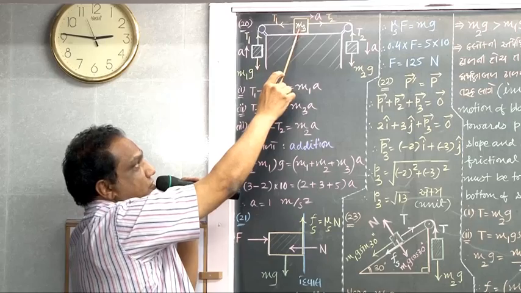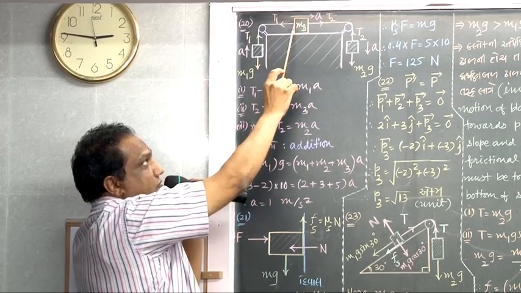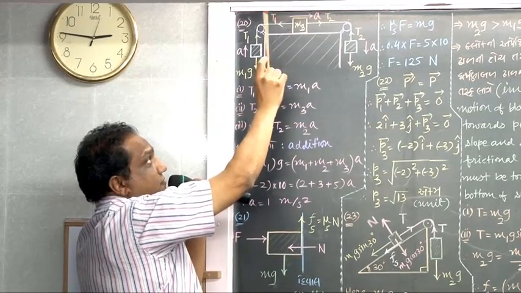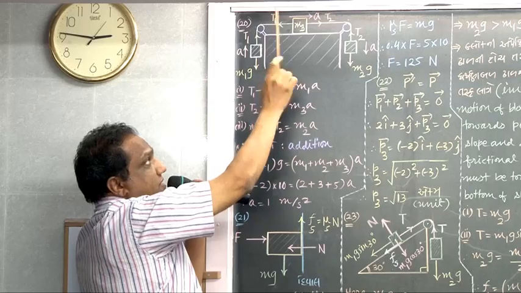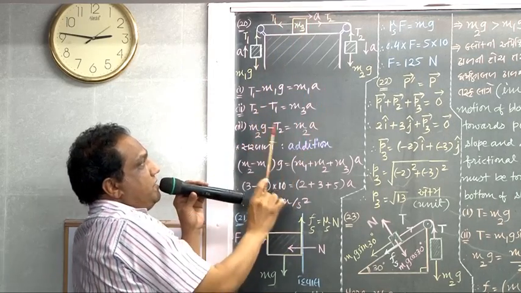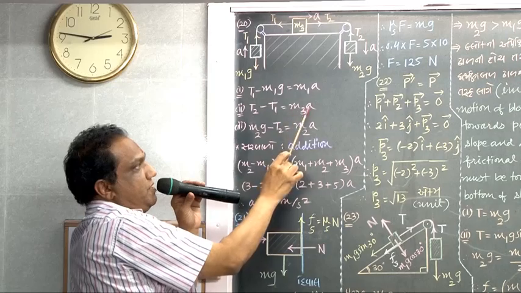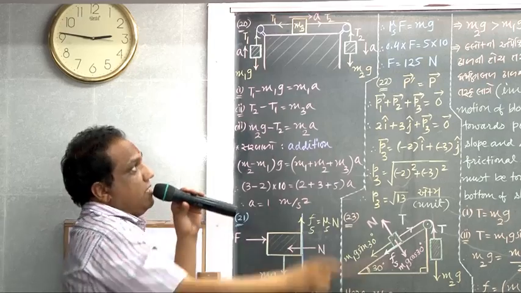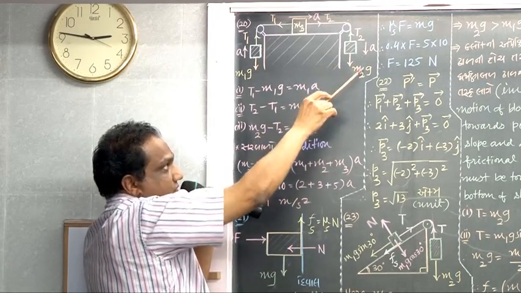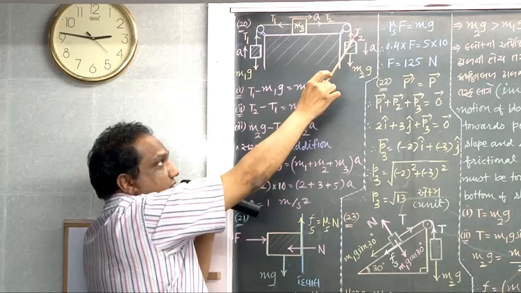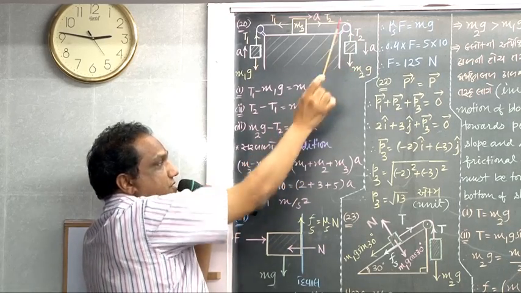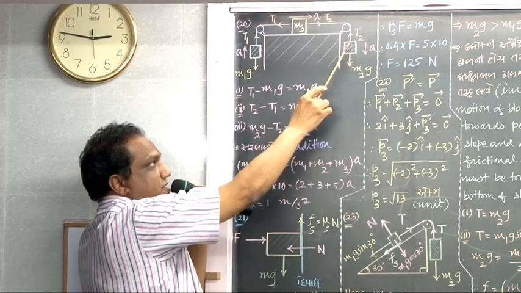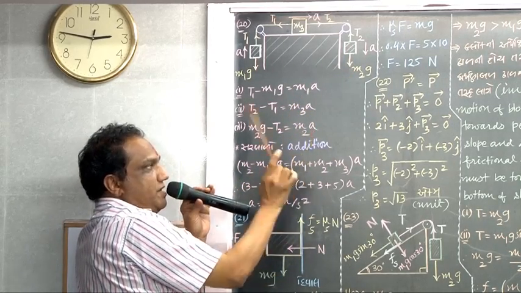Write equation of motion for third block. It is moving towards right hand side with some acceleration. So this force must be bigger than this force. So T2 minus T1 equals m3a. Resultant force equals mass into acceleration. This block is moving downwards with some acceleration. So this force must be bigger than this force. m2g minus T2, and that equals mass into acceleration. This mass is m2, acceleration is a.